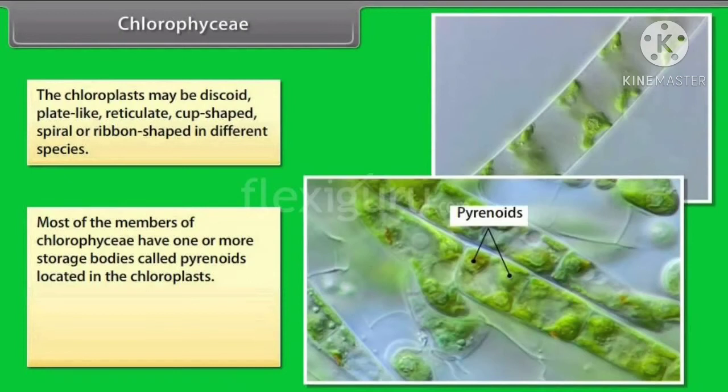Most of the members of Chlorophyceae have one or more storage bodies called pyrenoids. You can see the pyrenoids here. They are located in the chloroplast. In between the chloroplast region we can see the presence of pyrenoids.